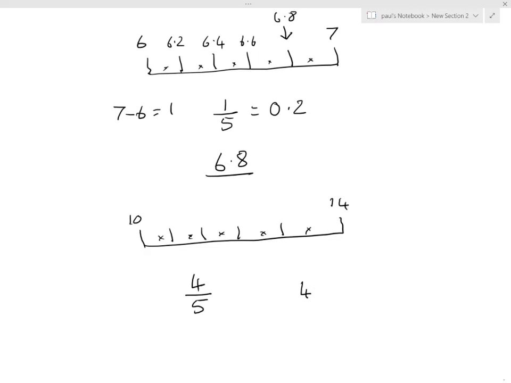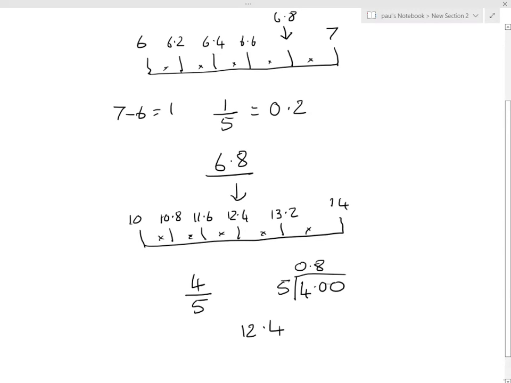So let's do this a long way. 5s into 4 don't go. 5s into 40 go 8. So each division is 0.8. So you've got 10.8. And another 8 onto there is 11.6, 12.4, 13.2 and 14. So, for example, that one would be 12.4. So that's how you find where the missing number is.